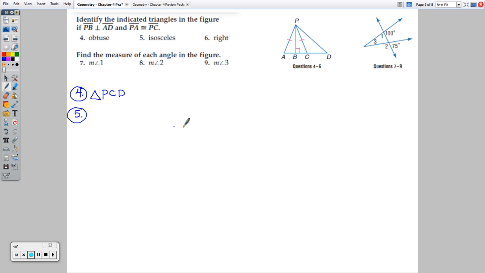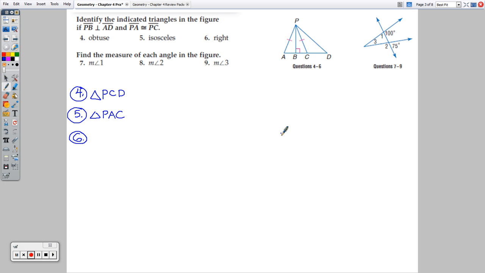Number 5, isosceles, would have to be this one, PAC, because you have 2 congruent sides right there. So triangle PAC, or those letters listed in any other order. Am I seeing any other isosceles? I don't see any other isosceles. Nothing tells me that this side has to be the same length as this side, and likewise any other sides other than PA and PC. Nothing listed there tells me that there would be any other congruent sides.